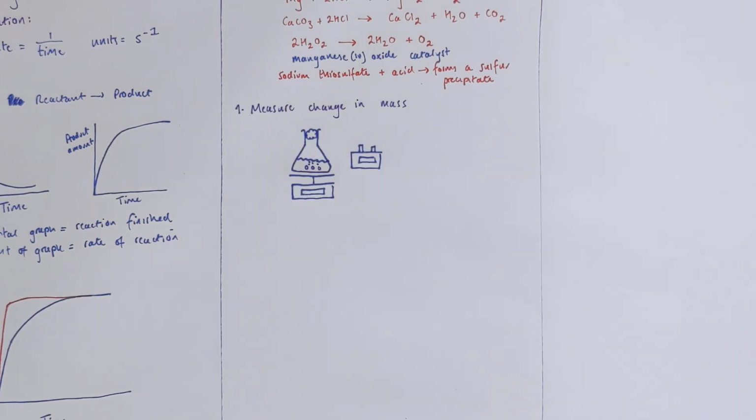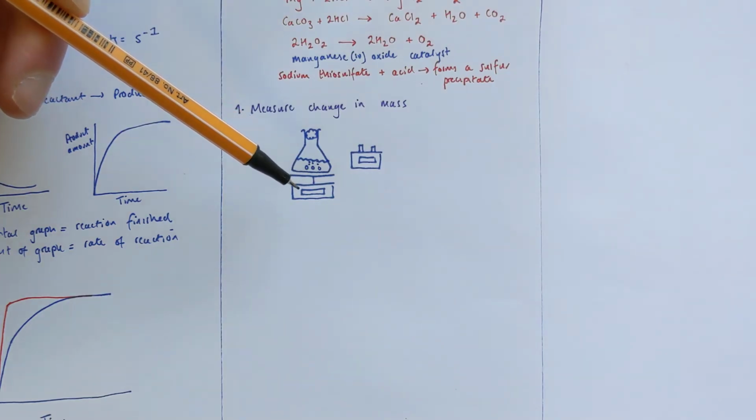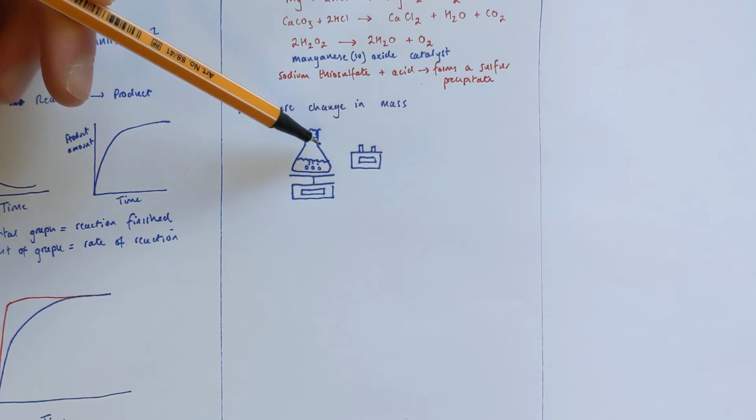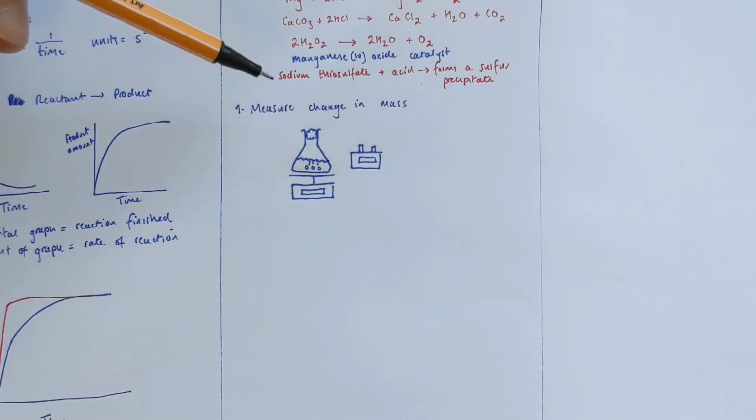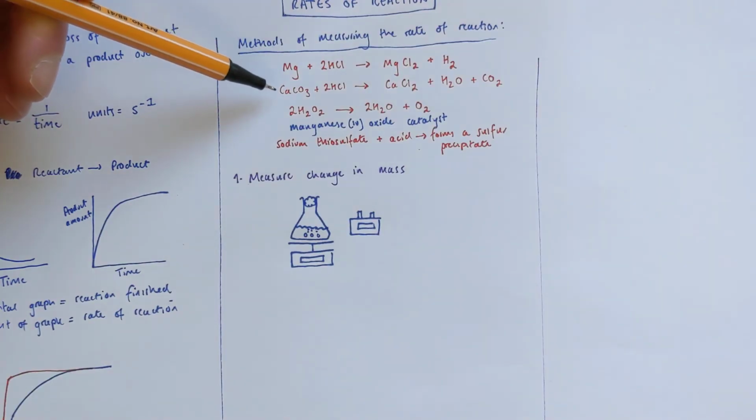So how this will normally work is you'll have your reaction inside a flask on top of a balance, which basically has scales. Now, in terms of what reaction this would work for, you've got 2 options basically here. You'd probably use the first reaction or the second reaction.